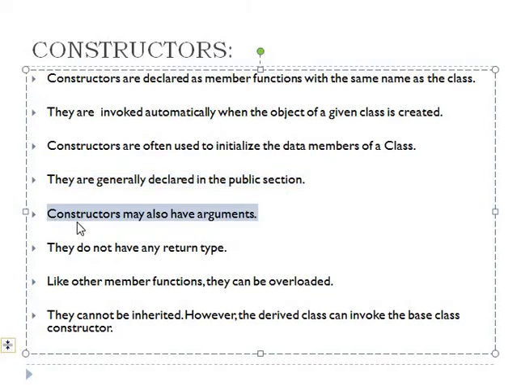Then read this fifth point. It says constructors may also have arguments. Now what do you mean by arguments? Arguments are the parameters. If you declare a function having some parameters, then those parameters are also referred to by the name arguments. In the same way, if we have constructors that have parameters, then those parameters inside the constructors are also referred to by the name arguments.